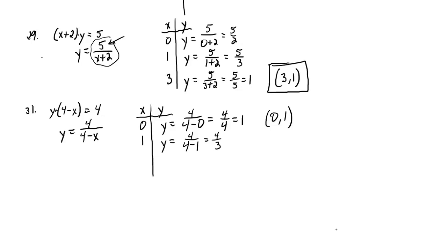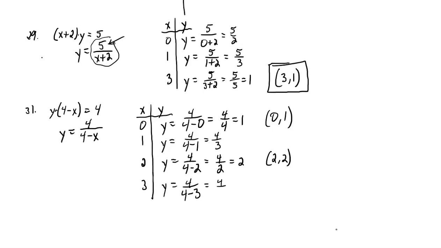What about if x was 2? Is it going to work out? Let's try it. So y equals 4 over 4 take away 2. This is 4 over 2. And this is equal to 2. So 2, 2 is a solution. Are there any other numbers that you could put in for x and it's going to turn out to be a whole number? Can you think of any other numbers? What happens if x is 3? So we have y equals 4 over 4 minus 3, which makes 4 over 1, which makes 4. And so 3, 4 is an answer.